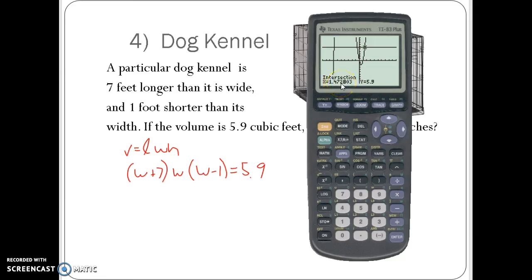1.47, I'm going to round it to 3. And so I think my answer is the width would be 1.473. And just to make sure that this is correct, we could go to our regular calculator mode, and I'm going to type in my width is 1.473. I'm going to multiply that times my new length, which would be 1.473 plus 7, which is going to be 8.473. And I'm going to multiply that times my new height, which is 1.473 minus 1, which is just 0.473. And it should be something close to 5.9. And it is 5.903. And so that is my solution, 1.473.